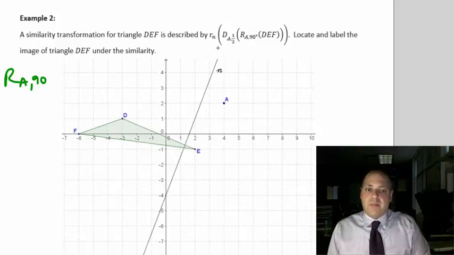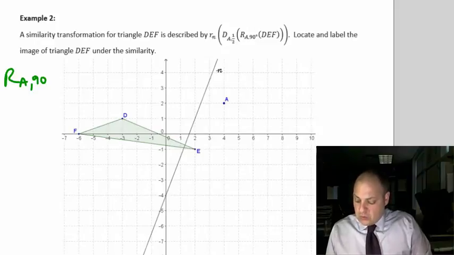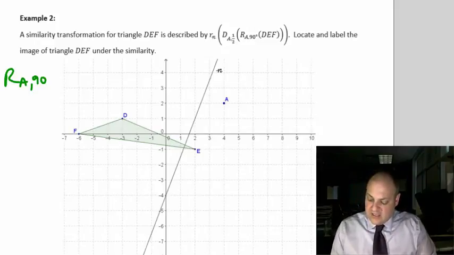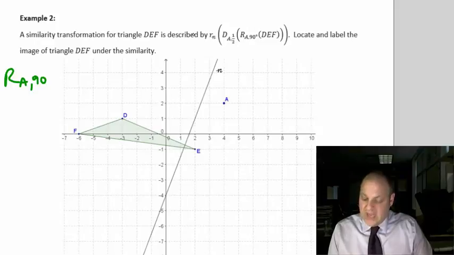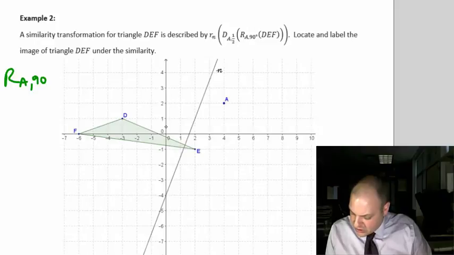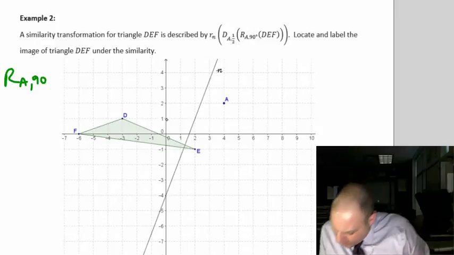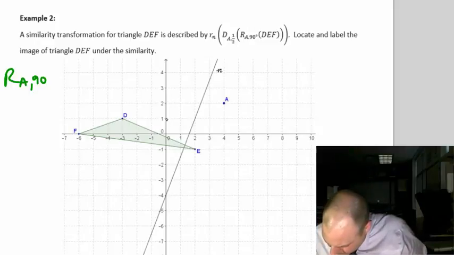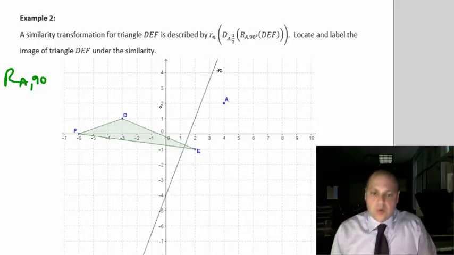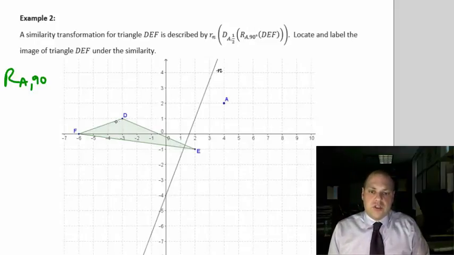I'm actually going to change this one, and we're just going to rotate about the origin 90 degrees instead of rotating about point A, because we haven't done a lot of rotating about a point. We could do that, but I just want to change it to the origin. So we're going to change this to O instead of A.